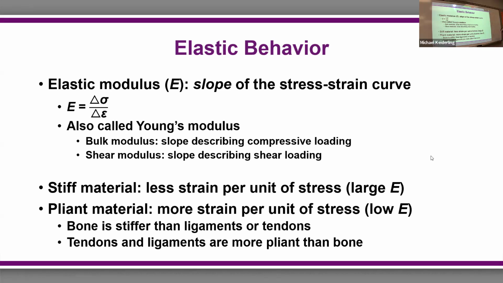A stiff material has a large E, or elastic modulus. It has less strain per unit of stress. So it doesn't move as much for the same amount of force. Well, a pliant material has more strain per unit of stress. It extends more for a unit of force. So for example, bone is stiffer than ligaments or tendons. Tendons and ligaments are more pliant than bone. Pliant is the opposite of stiff.